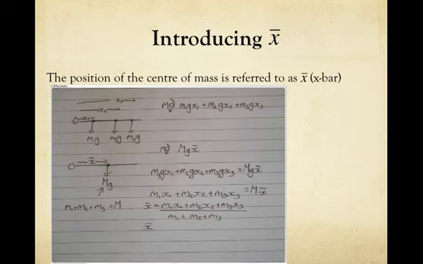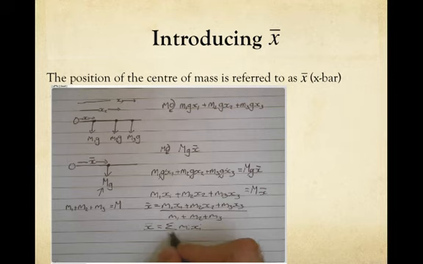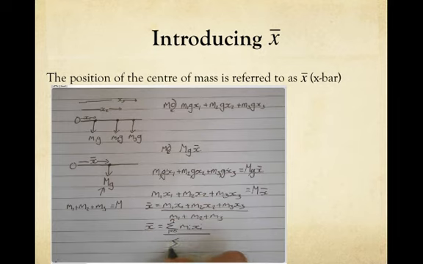point masses, we say x bar is equal to sigma mi(xi) from i equals 0 up to n, where n is the number of masses, divided by sigma mi, again where i equals 0 up to n depending on the number of masses.